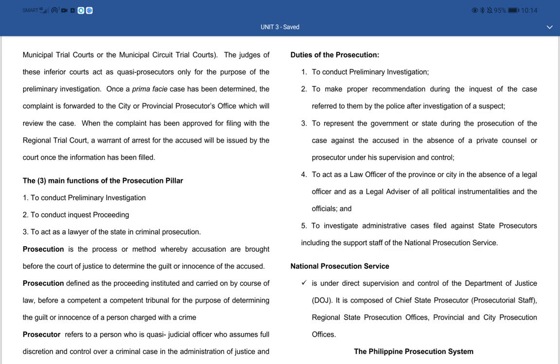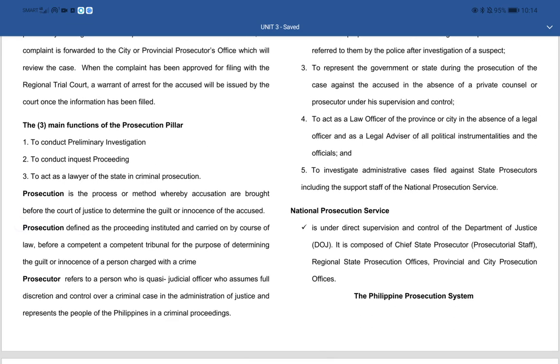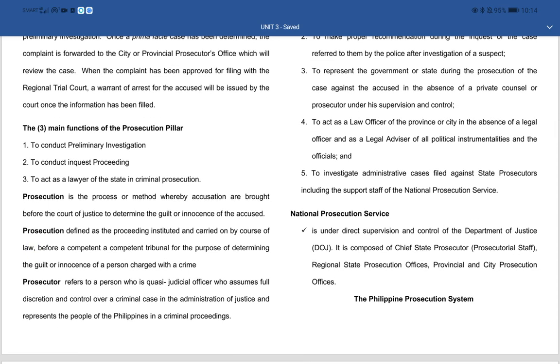So that would be the goal of the prosecution. Then, who is the prosecutor? It refers to a person who is a quasi-judicial officer who assumes full discretion and control over a criminal case in the administration of justice, representing the people of the Philippines in a criminal proceeding. As I've said, the prosecutor will act as a lawyer on the part of the prosecution, wherein they defend the victim or the immediate family.